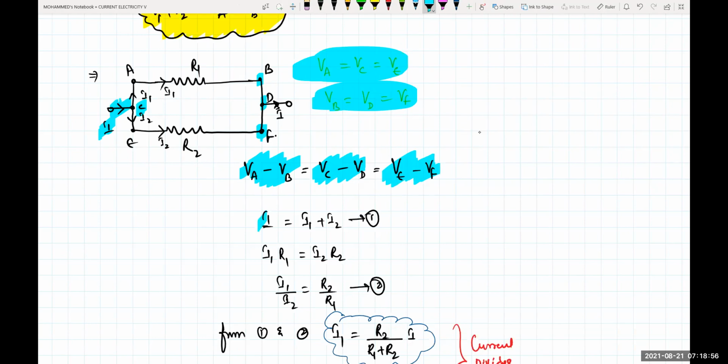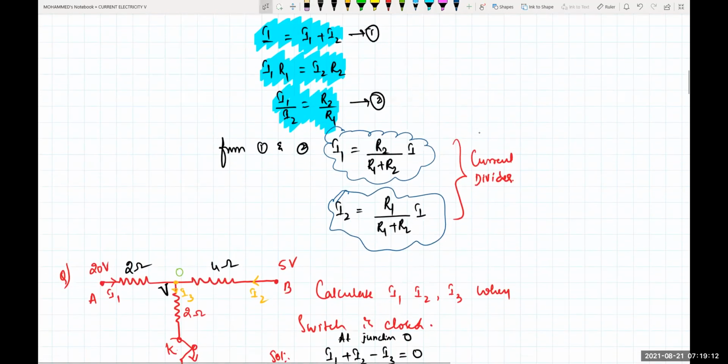Now total current will be equal to how much, beta? I is equal to I1 plus I2. As these two are in parallel, potential across them will be the same. So I1 R1 will be equal to I2 into R2. So I1 by I2 will be equal to R2 by R1. So from equations 1 and 2, I can write I1 will be equal to R2 divided by R1 plus R2 into I. In parallel combination, if I need the current, then take the other resistance divided by total resistance into total current. In the same way I2 will be equal to R1 divided by R1 plus R2 into the current I. Is it clear?